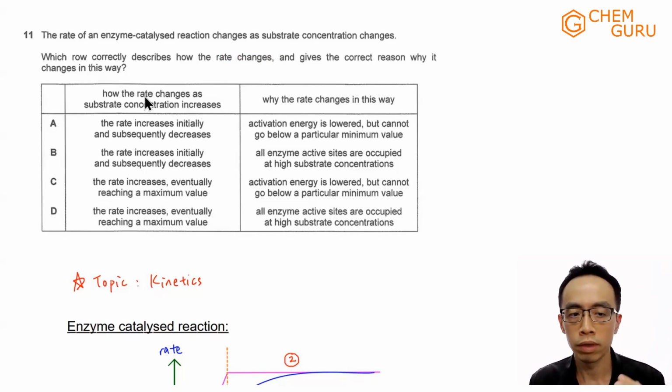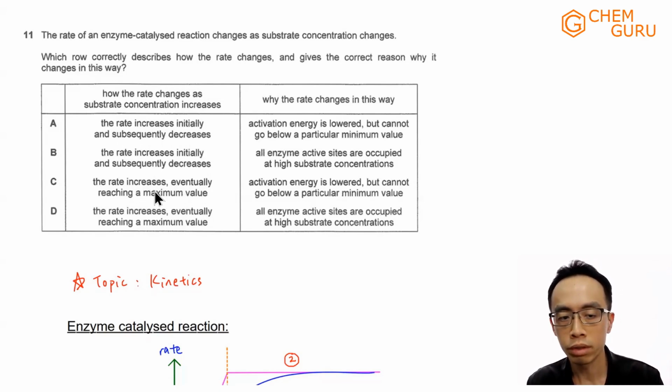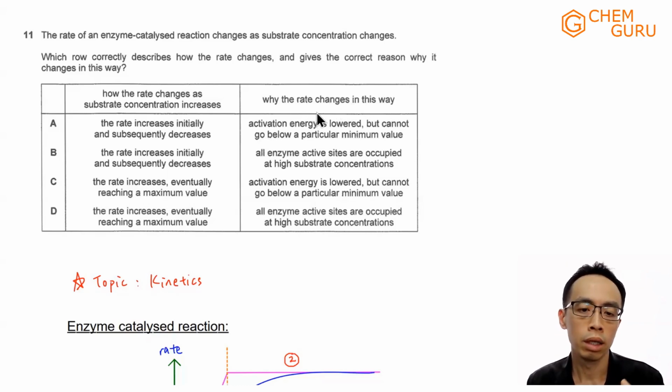So the first column is involving how the rate changes as the substrate concentration increases, and we have two permutations: the rate increases initially and subsequently decreases, or the rate increases, eventually reaching a maximum value. Then the second column, why the rate changes in this way. There are two explanations again. First one is activation energy is lowered but cannot go below a particular minimum value. Second explanation is all enzyme active sites are occupied at high substrate concentrations.